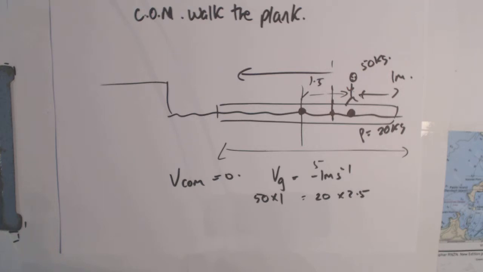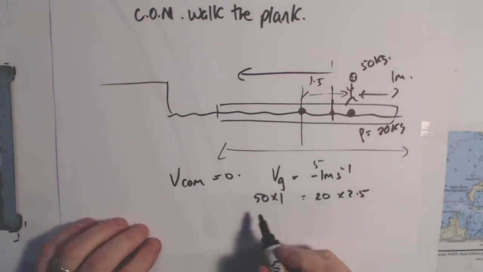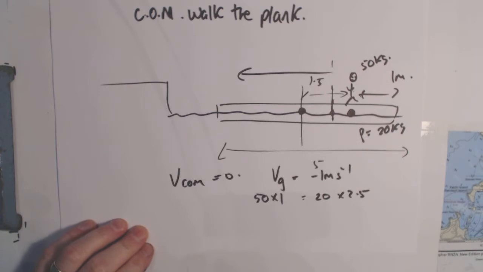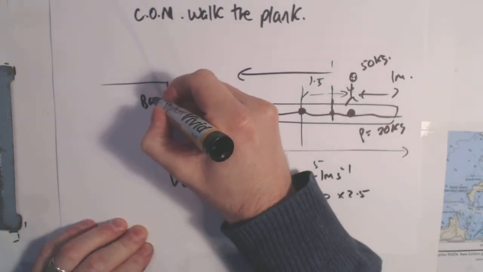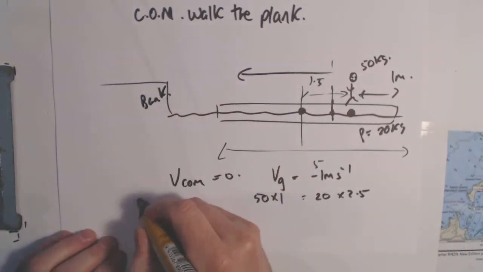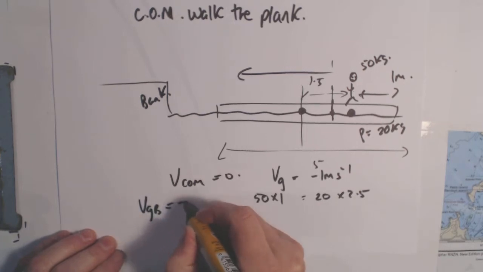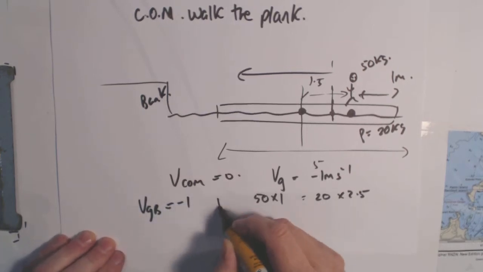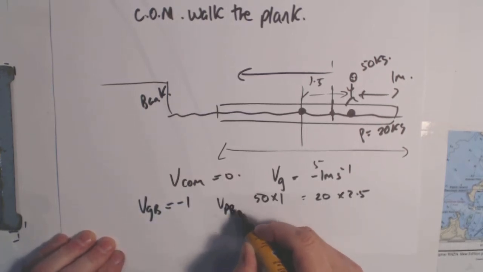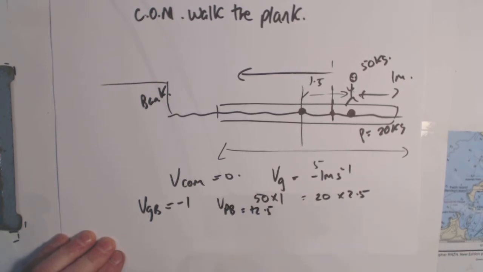So now we come to the tricky part. Well, you might have thought that was tricky, but it's not too bad. The issue is this, okay? Those calculations are done relative to what? They're done relative to the bank. So we're saying the velocity of the girl relative to the bank is minus 1. The velocity of the plank relative to the bank is plus 2.5. All is well in the world.